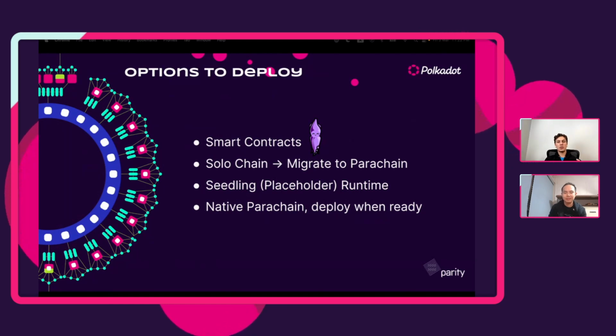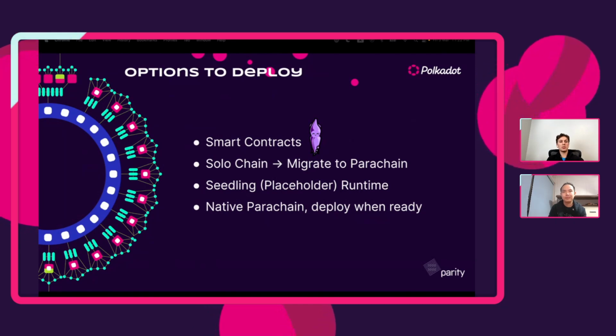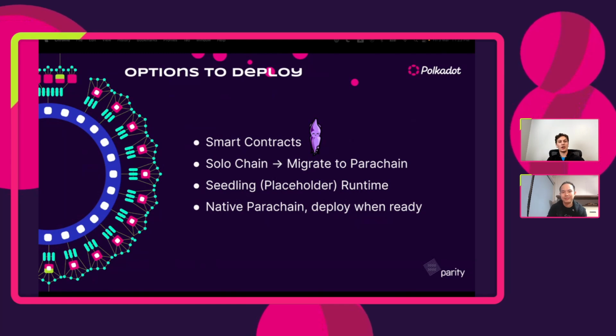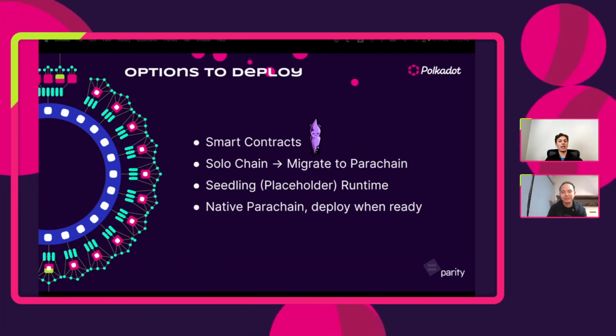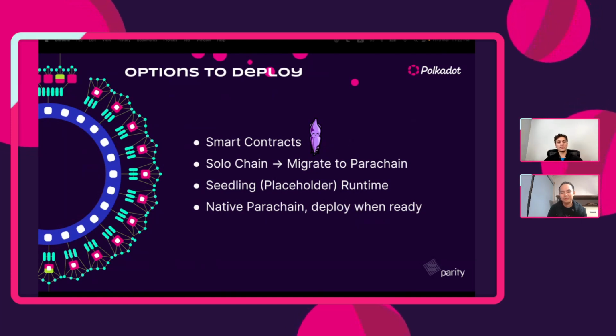Now, the next option is not commonly used, but it is an option. It's called a seedling runtime. A seedling runtime essentially allows you to have a placeholder runtime. It's sometimes used for solo chains to migrate to parachains, but it can also be used in the sense of, say you want to win a specific auction slot, but your runtime is not ready yet. What you can do is win the auction with a seedling runtime. It'll just be a placeholder that sits there, and then you can prepare your full runtime and do a runtime upgrade from your seedling runtime to your full runtime.